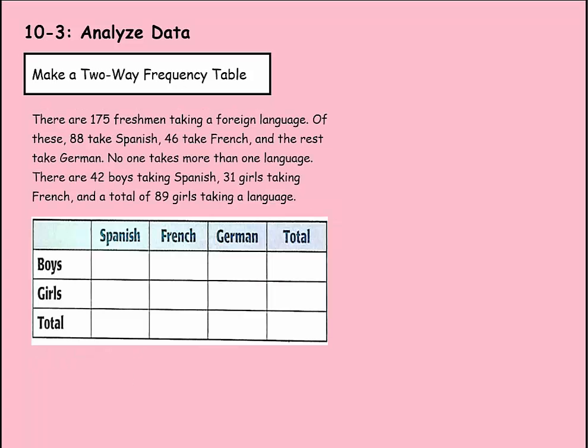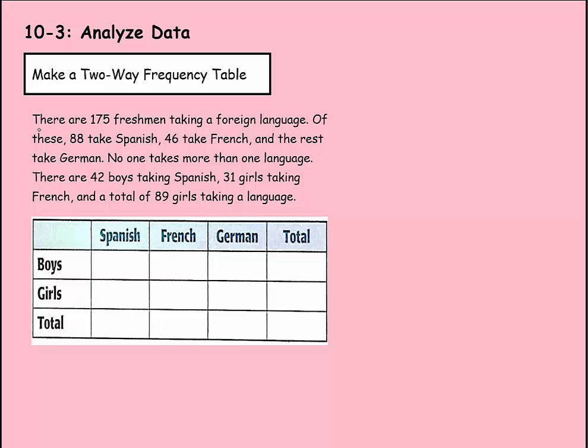Now we get to make a two-way frequency table. So what we're going to do is take all the information that we can and place it into a two-way frequency table. And it's kind of like solving a puzzle where we have to fill in the missing numbers. So it tells us there are 175 freshmen taking a foreign language. Of these, 88 take Spanish, 46 take French, and the rest take German. No one takes more than one language. There are 42 boys taking Spanish, 31 girls taking French, and a total of 89 girls taking a language. So let's start putting some numbers in here.